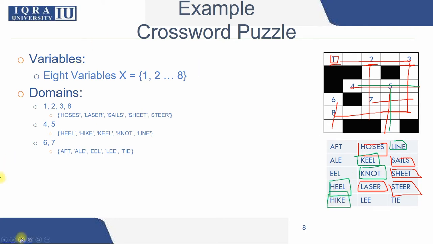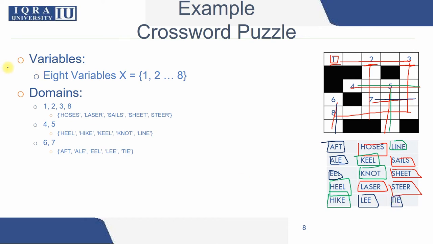And then you can see that both 6 and 7 are three-letter words. Which three-letter words do you have? You can see we have AFT, EFT, and L, and EEL, and LEE, and TIE. They are all three-letter words. So the domain is three-letter words.